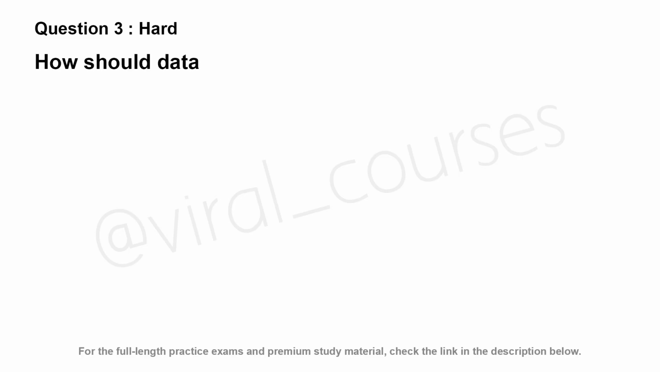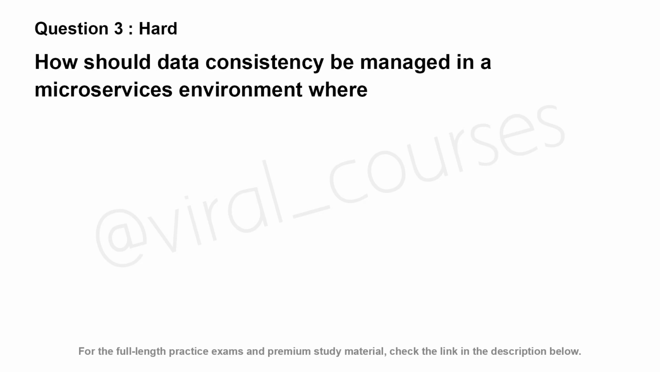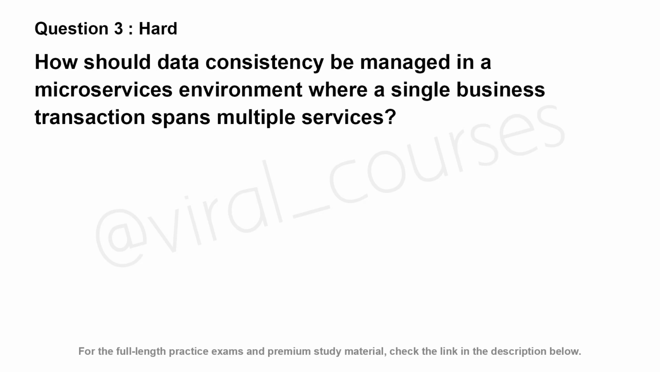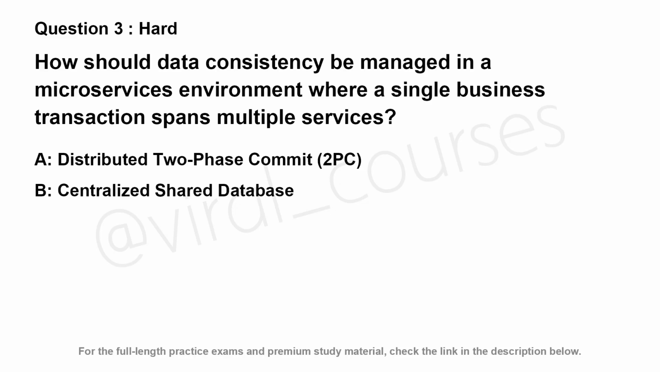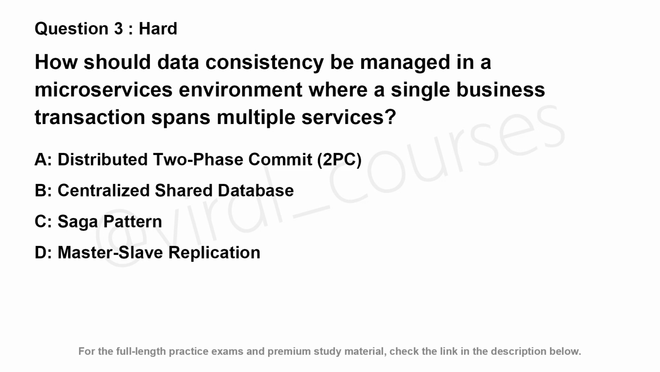How should data consistency be managed in a microservices environment where a single business transaction spans multiple services? Option A, distributed two-phase commit, 2PC. Option B, centralized shared database. Option C, Saga pattern. Option D, master-slave replication.